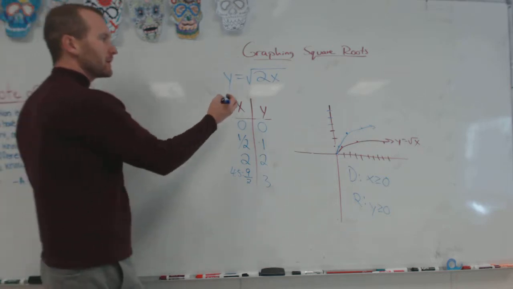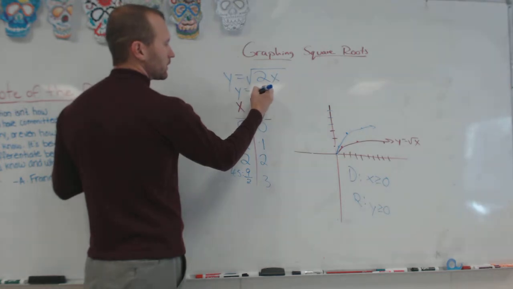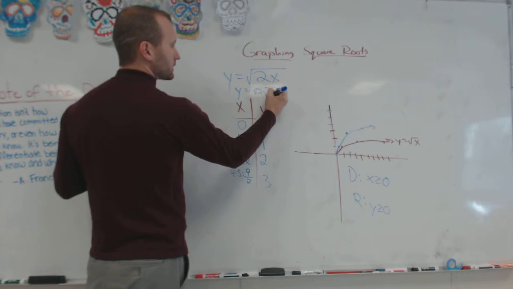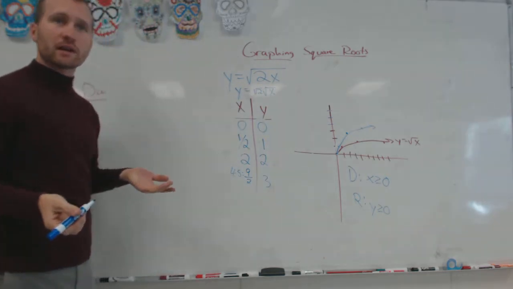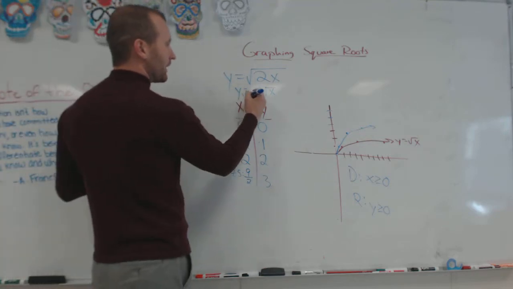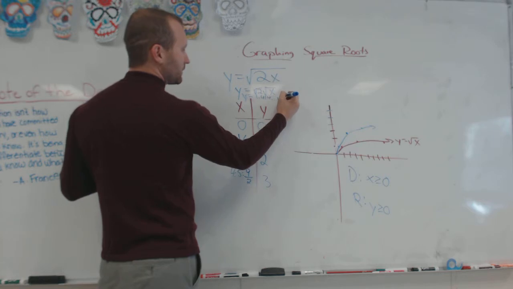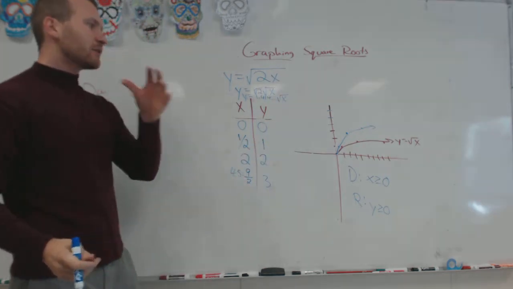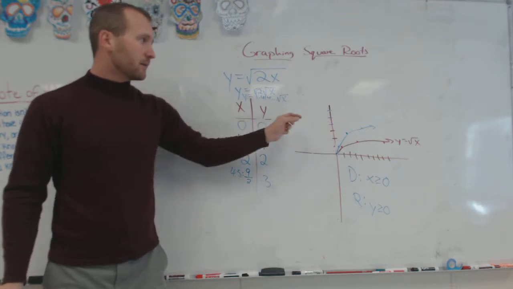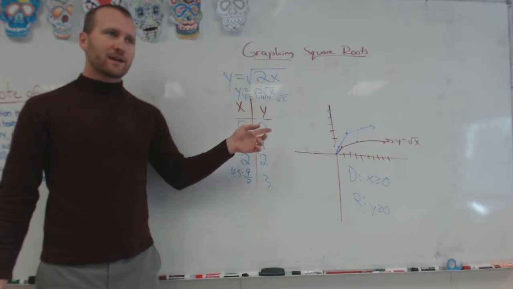So if we think about what this is, we could simplify this to be y equals the square root of 2 times the square root of x. The square root of 2 is just a number. It's not a very friendly number, but it is a number. Y equals 1.414... times the square root of x. So we just made our graph bigger this way by 1.414..., right?